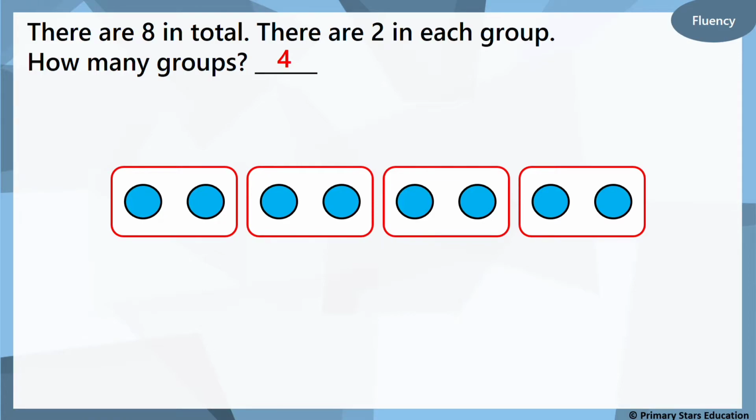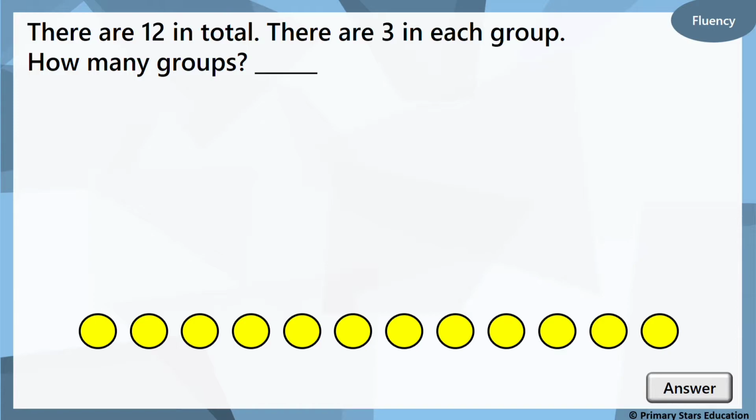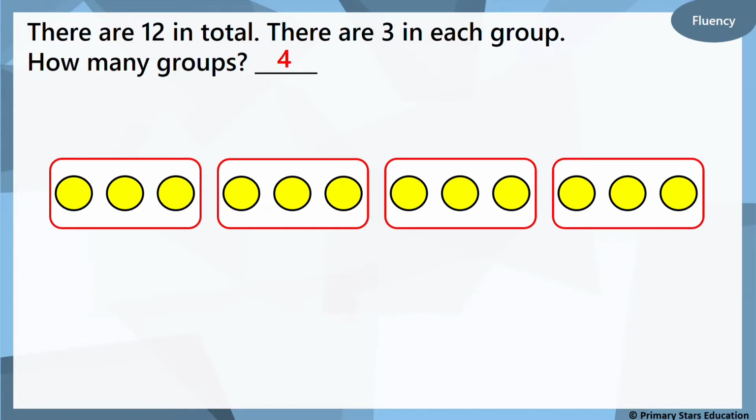I hope you're getting the hang of this. It is a bit different to last time. There are 12 in total. There are three in each group. How many groups will there be? Pause the video, see if you can put them into groups of three. Use a pencil or a pen if you can, or move your manipulatives, your resources, across the table. Four.